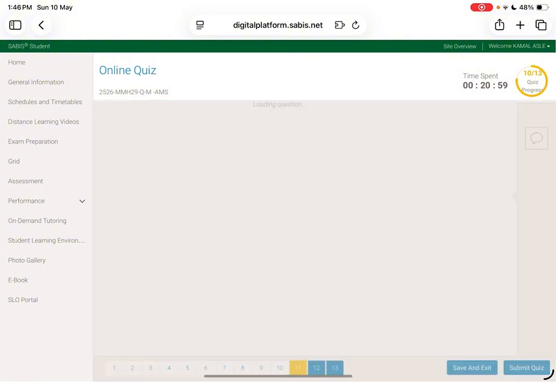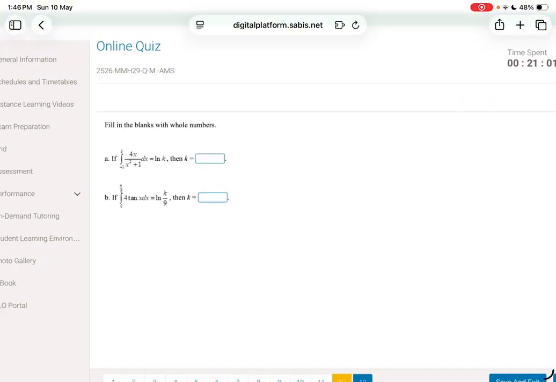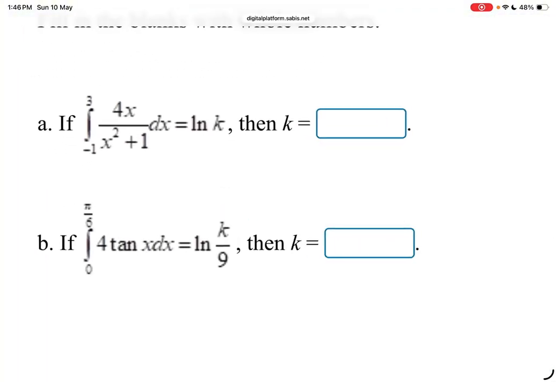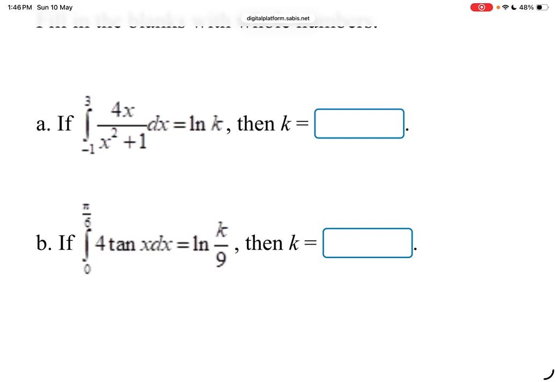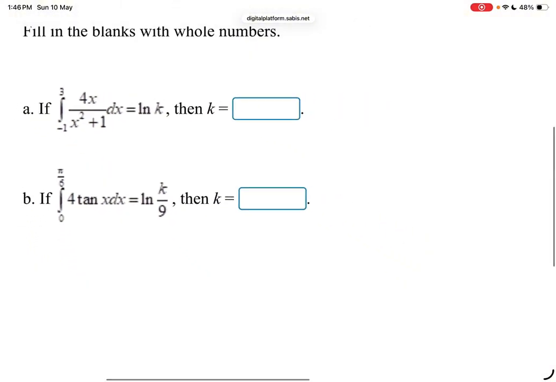53. Question number 12. Here they said the integral from minus 1 to 3 of 4x over (x squared plus 1). Okay, so here let's solve it.